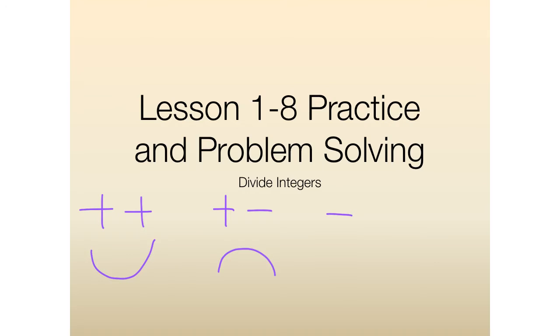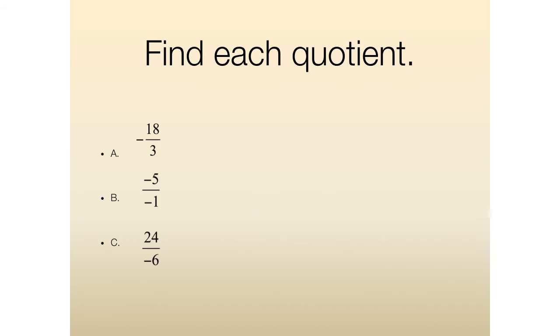A positive divided by a negative will give you a negative quotient. A negative divided by a positive will give you a negative quotient, and a negative divided by a negative will give you a positive quotient. We will use these same rules as we continue on with this lesson. Let's find each quotient. Quotient is the answer to a division problem.